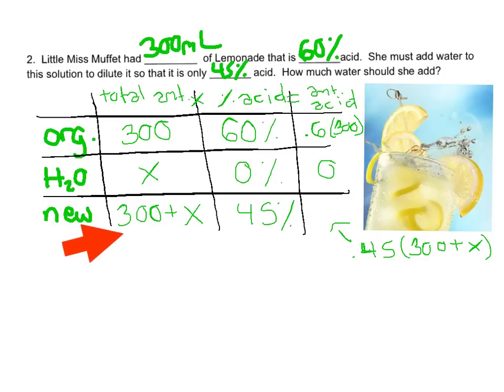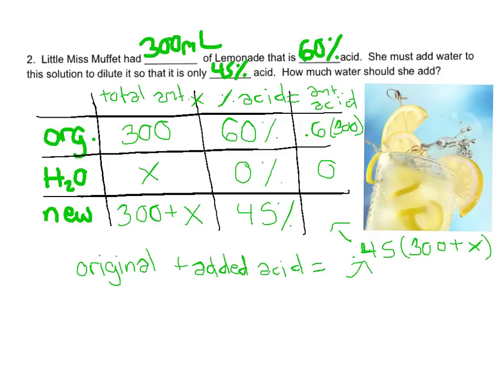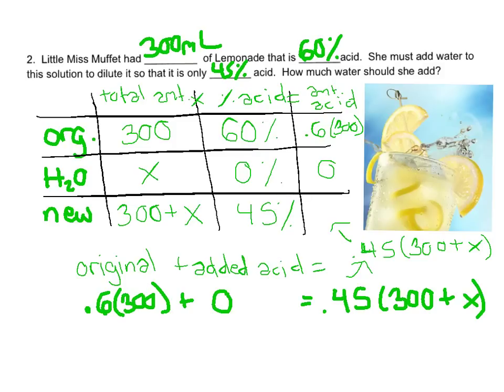Now, as for your equation, you should have the following setup. You want to set up where you have the original amount of acid plus the added acid to equal the new amount of acid. So the equation we have here is 0.6 times 300 plus 0 equals 0.45 times the sum of 300 and x. And now you're going to solve for x, and you want to check back to the question. It asks for how much water should she add. So check to make sure that your x answers that question. Now we're going to move on to practice problem number 3. Please finish the rest of this work on your own, and I will check for the work tomorrow.